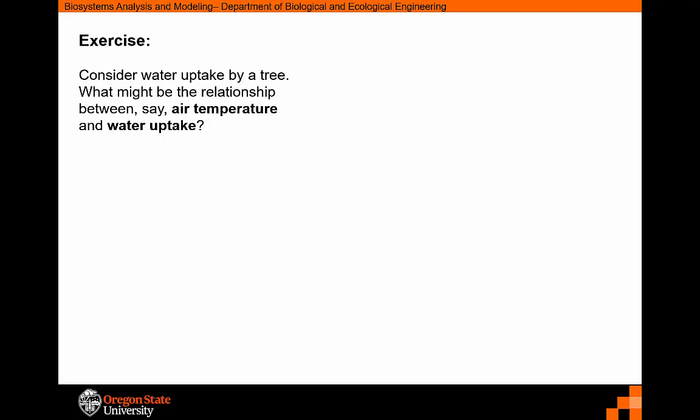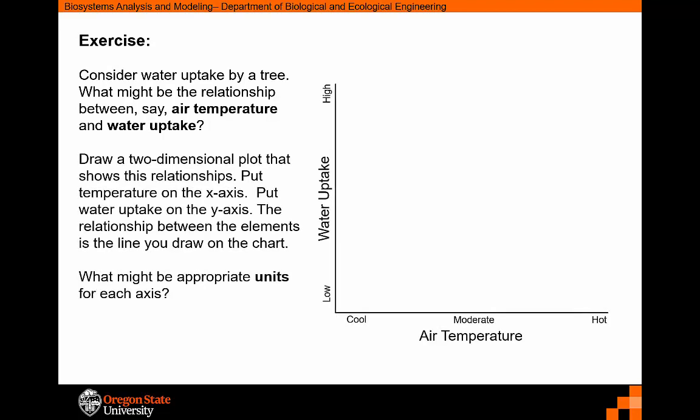We will create a plot with air temperature, the explanatory variable, on the x-axis, and water uptake, the response variable, on the y-axis. What might be appropriate units for each of these axes? For air temperature, degrees C or F would be appropriate. For water uptake, we need a mass per unit time unit to account for this factor.